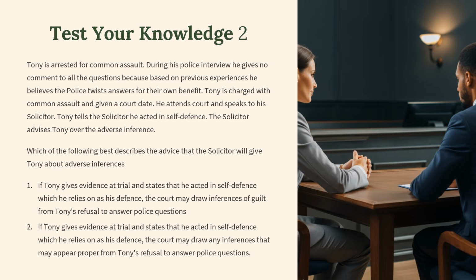1. If Tony gives evidence at trial and states that he acted in self-defence, which he relies on as his defence, the court may draw inferences of guilt from Tony's refusal to answer police questions. Or is the best answer 2? If Tony gives evidence at trial and states that he acted in self-defence, which he relies on as his defence, the court may draw any inference that may appear proper from Tony's refusal to answer police questions.